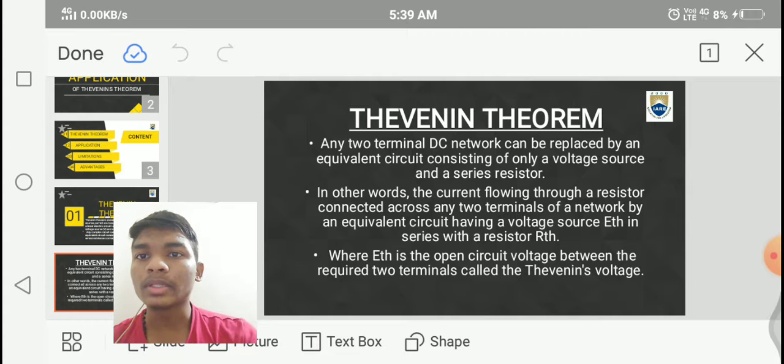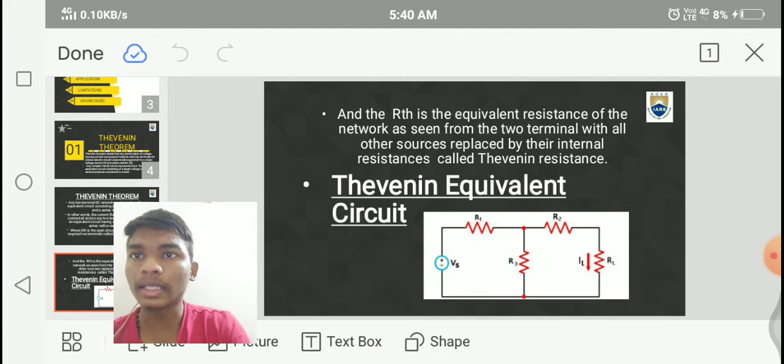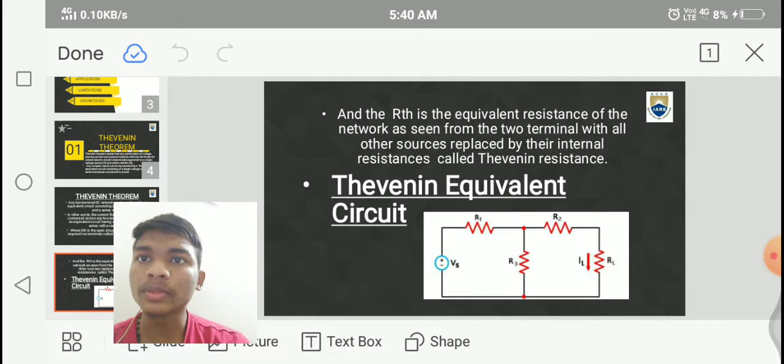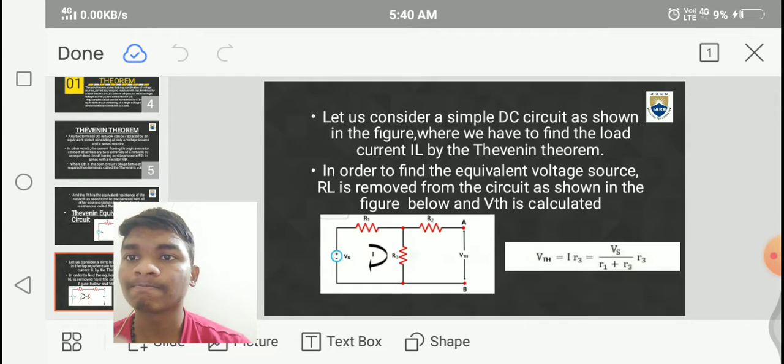circuit voltage between the required two terminals, called the Thevenin's voltage, and R Thevenin is the equivalent resistance of the network as seen from the two terminals with all other sources replaced by their internal resistance, called Thevenin's resistance. And this is a Thevenin's equivalent circuit. In this we have R1, R2, R3, load resistance and Vs voltage source.